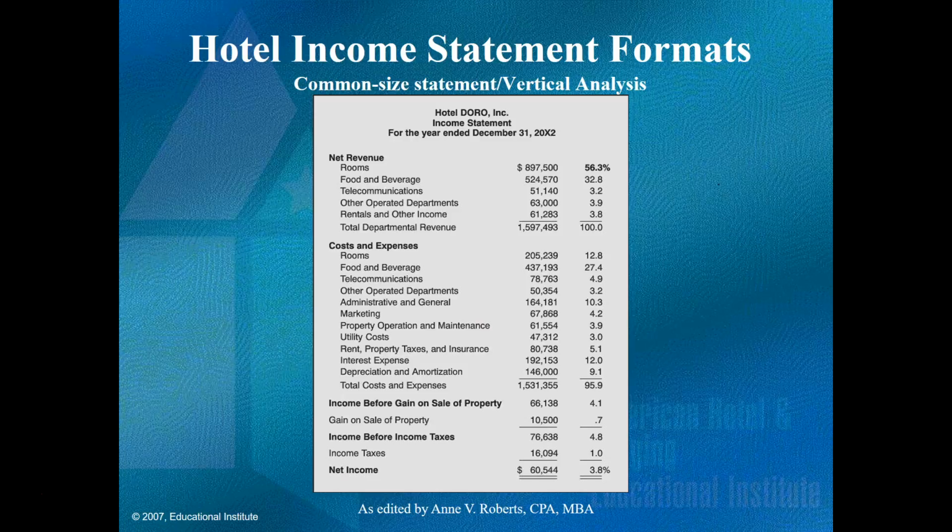All right? So does everybody see that the common divisor is total revenues, all departments? If we want to do some analysis, we can see 56.3% of total revenues comes from rooms. 32.8% comes from food and beverage. Those are the two biggies.